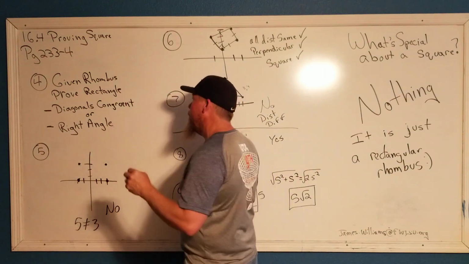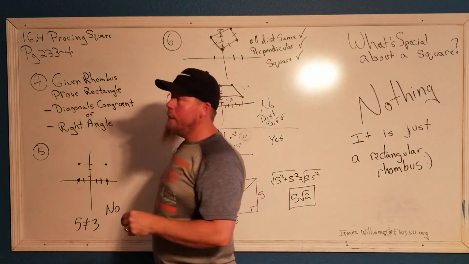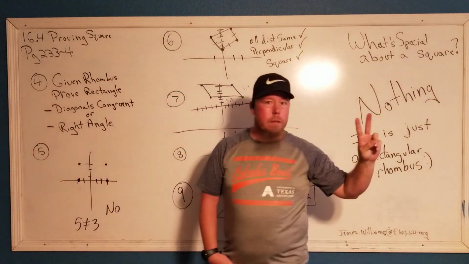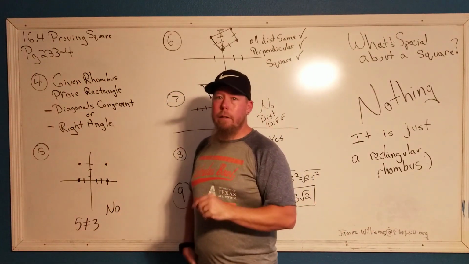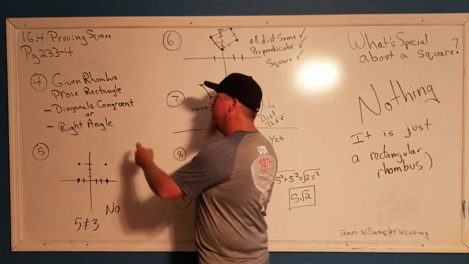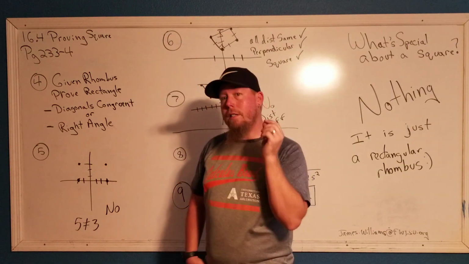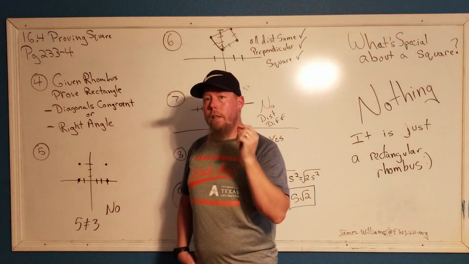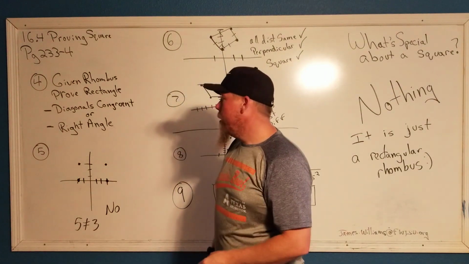So they asked for two different ways. We use from 16.2. 16.2 is about rectangles, so you can go back and watch the video if you'd like. But the two main ways to prove that something is a rectangle: the diagonals are congruent, or there exists a single right angle, because if there is one, there are four. So that's what they're looking for in number 4.